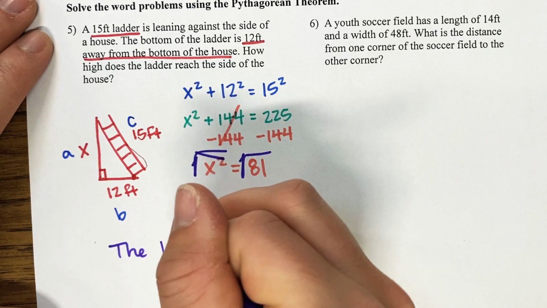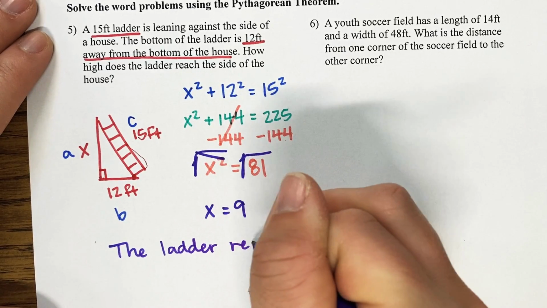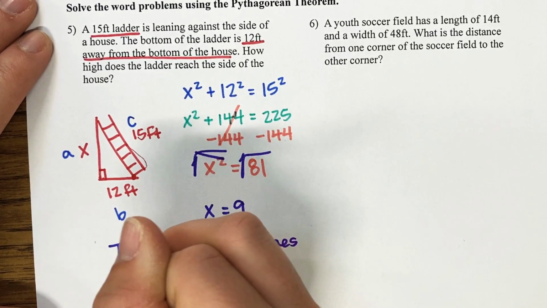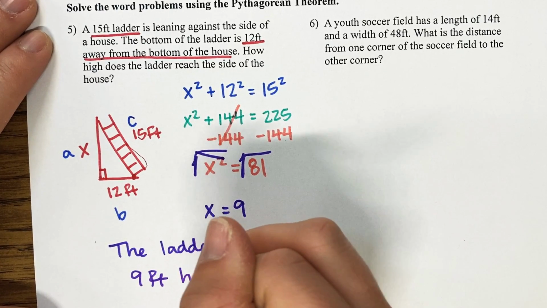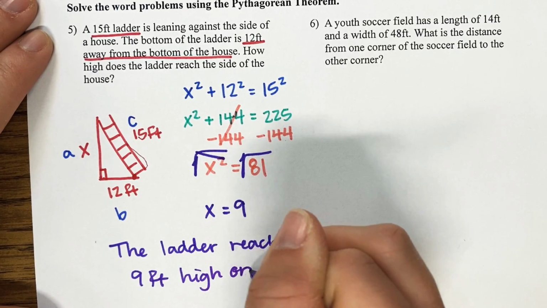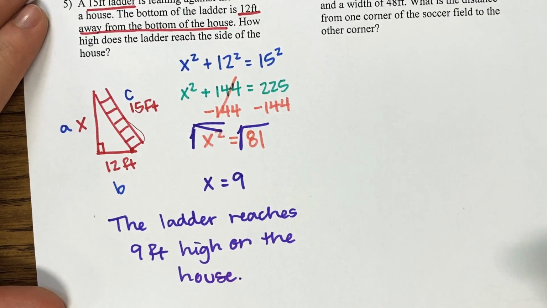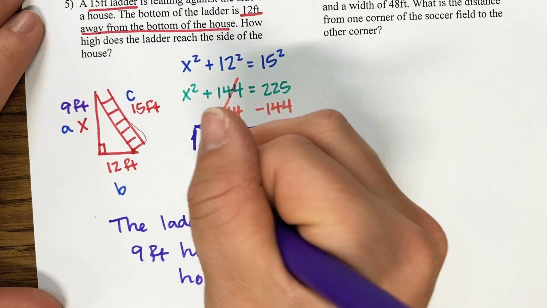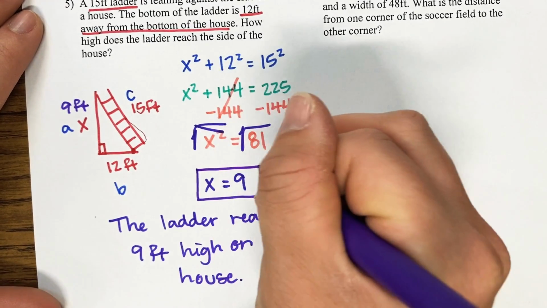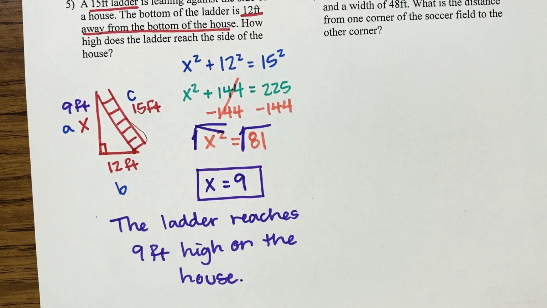the ladder reaches 9 feet high on the house. Okay, so this right here would be 9 feet. And there we go. We can see how this Pythagorean theorem would work in real life.